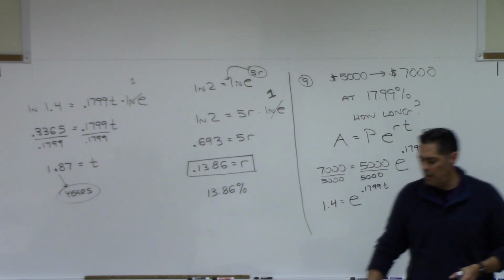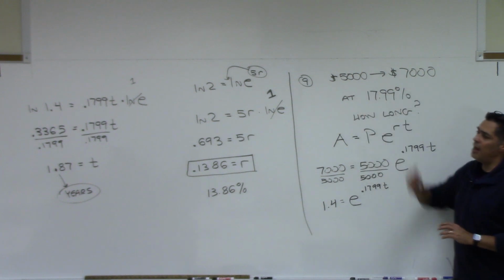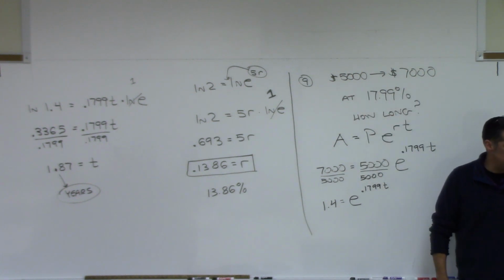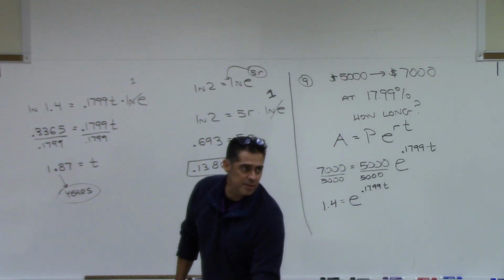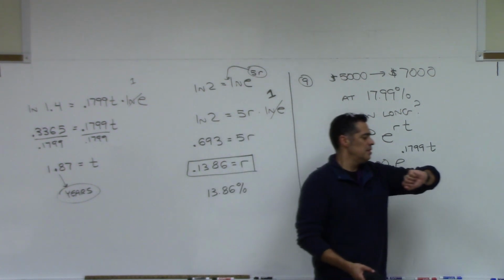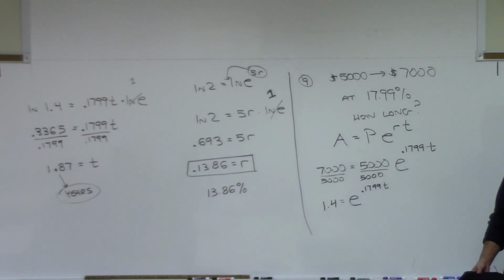So it takes a little under 2 years to go from a debt of $5,000 to $7,000 if you got this credit card at 17.99%. How are you feeling about this? It is 11:47, so we've taken 47 minutes to do 9 problems out of the test, right? We have 1 more to go.